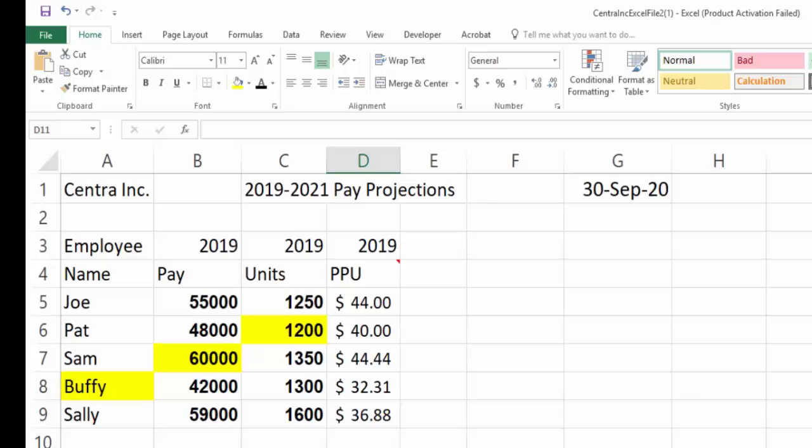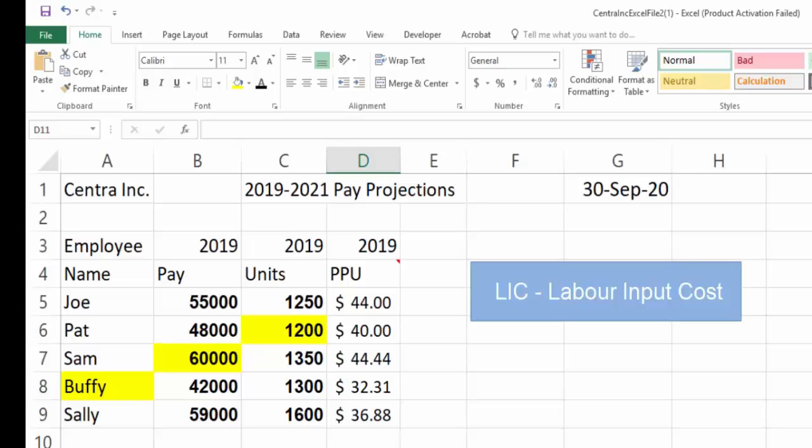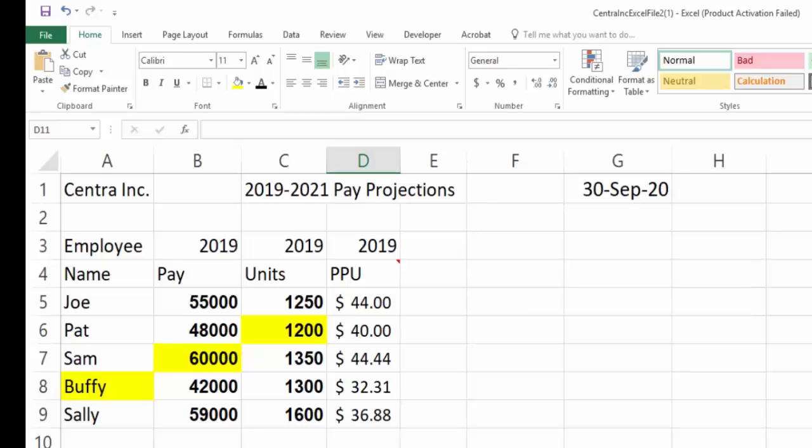Now, this is what we call an LIC, a labor input cost. Now, input costs are costs that go into each product that is produced, each unit. So in addition to labor, which in North America might be the largest amount, right? It's expensive. We have raw material costs. We have overhead costs. For example, the leather, the titanium costs a lot of money.